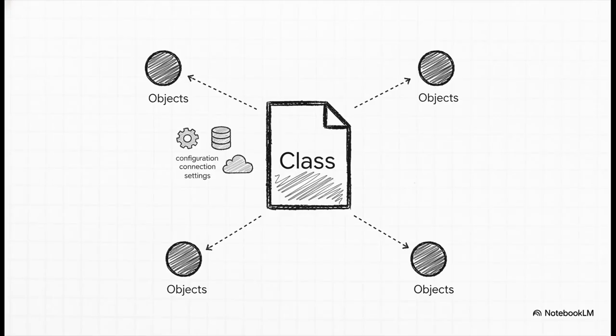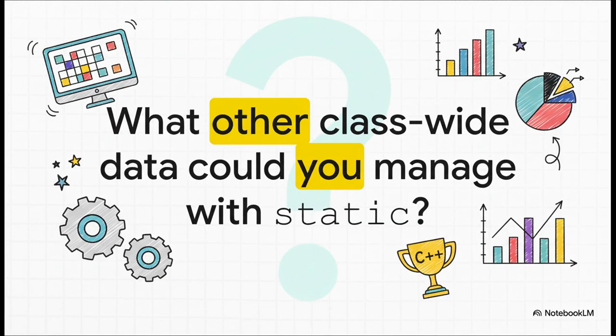So you might be thinking, okay, that's a neat trick for counting things, but what's the big deal? Well, this is huge. It's a core pattern for managing anything that needs to be shared by all instances of a class. I'm talking about things like shared resources, or maybe a single connection to a database that every object needs to use. It's incredibly useful. And that kind of brings us to a final thought.